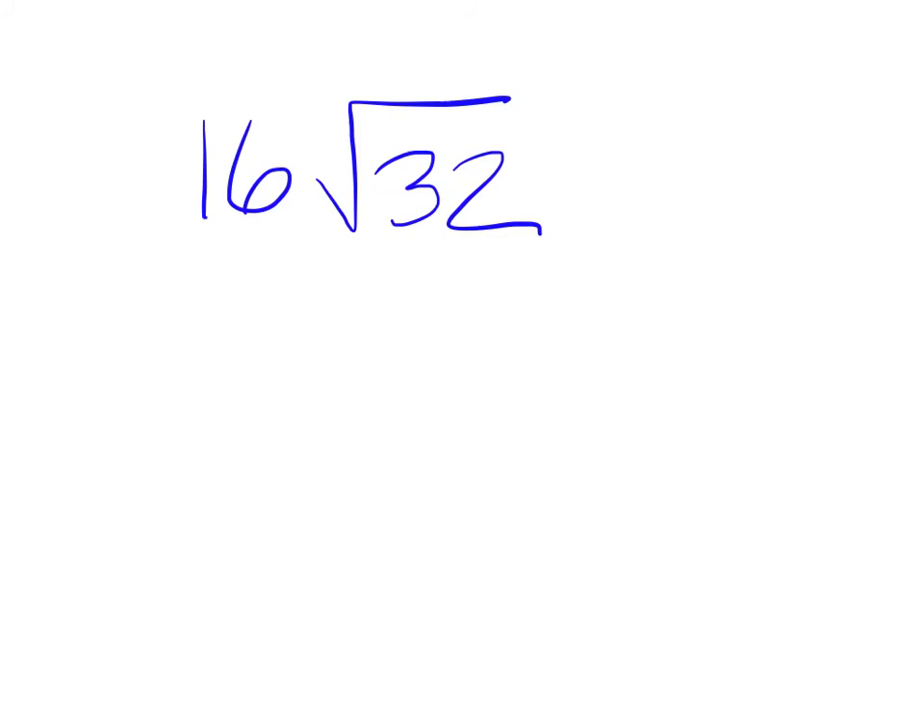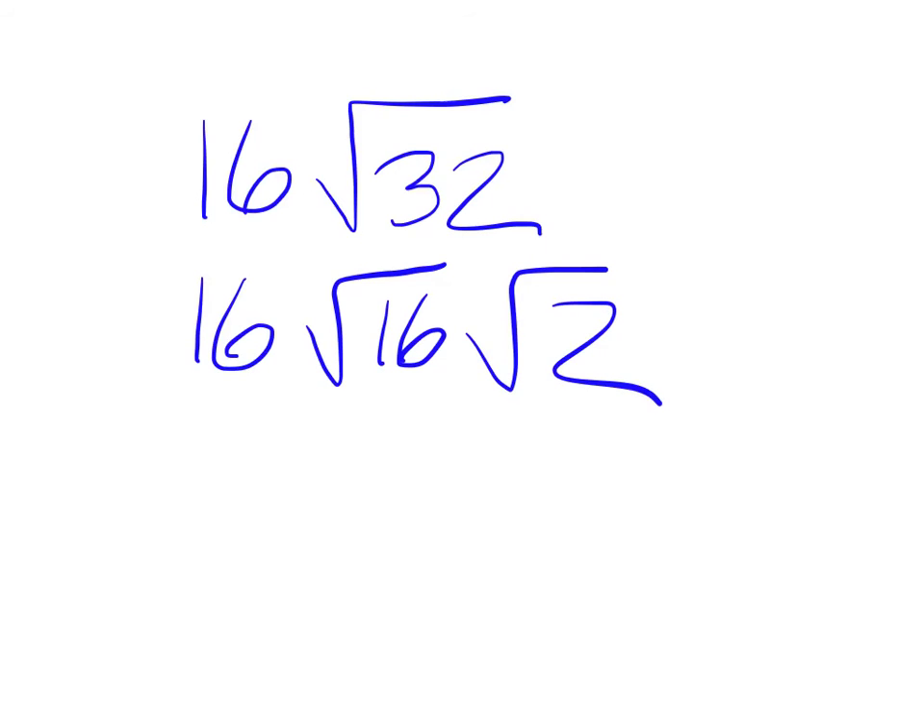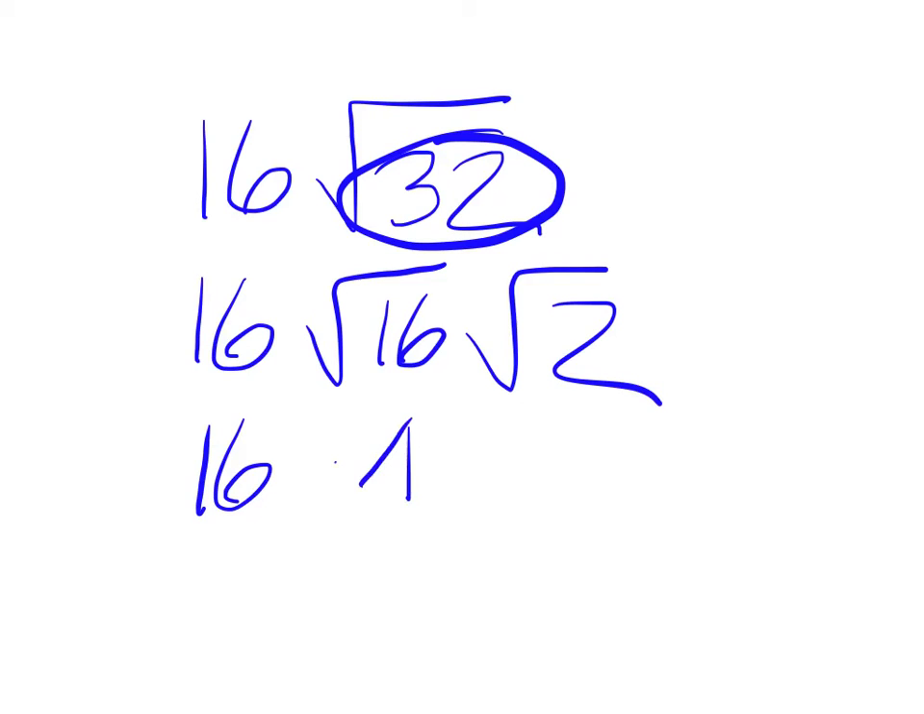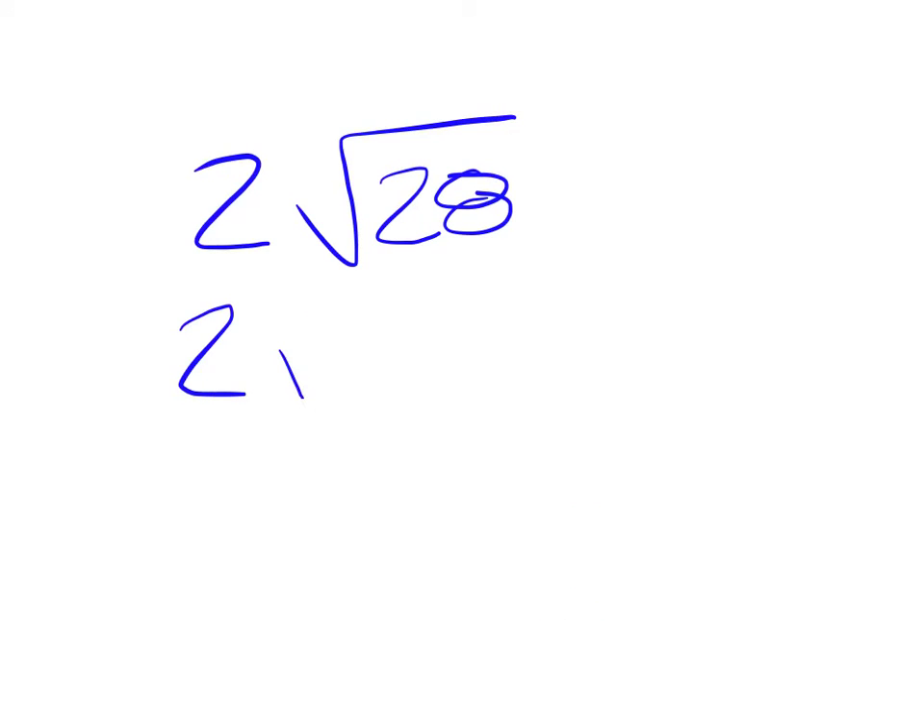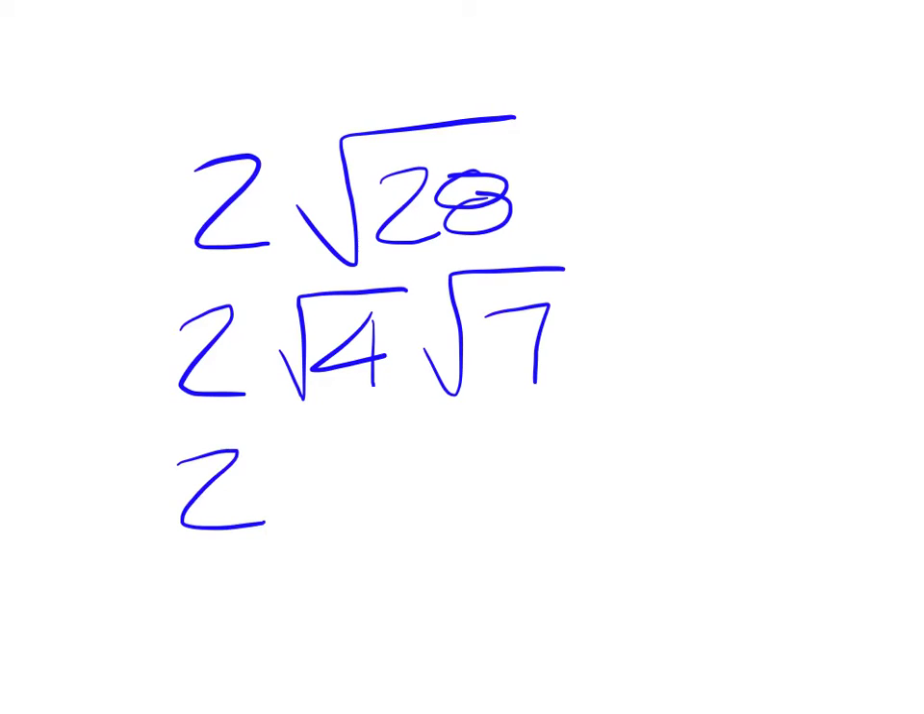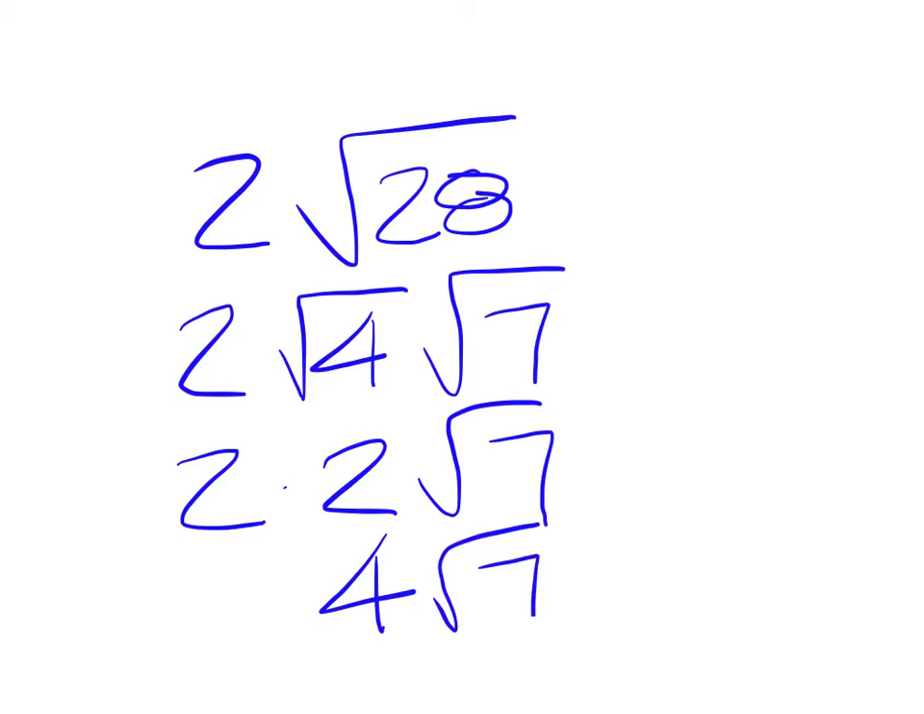On this bonus problem, it breaks up as 16 square root of 2. 16 is the highest perfect square that goes into 32. The square root of 16 is 4. And so that would be 64 square root of 2. On the bonus, 4 is the highest perfect square that comes out of 28, so it's got to be 4 and 7. The square root of 4 is 2. So that would be 4 square root of 7.